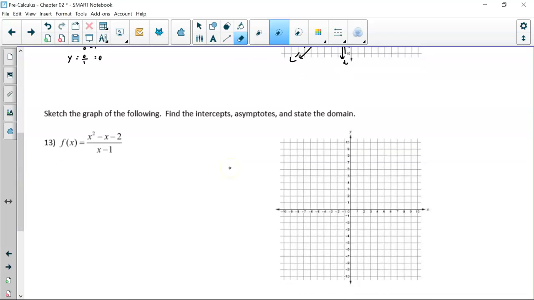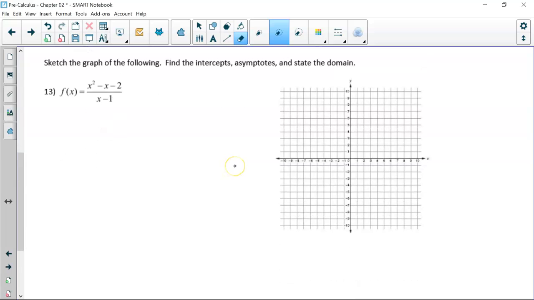And let's do one more. Now my vertical asymptote: x minus 1 equals 0, so x equals 1. The horizontal asymptote: the degree of the numerator is 2 and the degree of the denominator is 1. 2 is greater than 1, so there is no horizontal asymptote. But since 2 is exactly 1 more than 1, there is a slant asymptote.